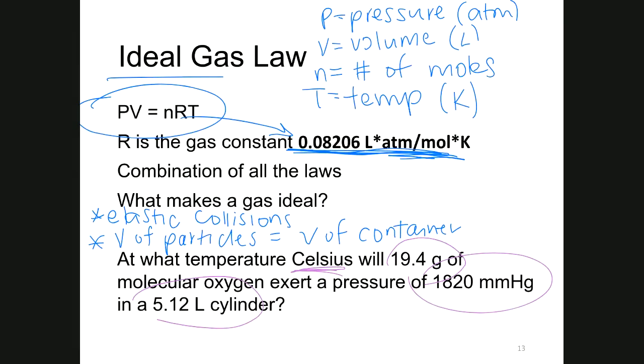So I'm going to go back to a whiteboard so that we can write this all down. So again, we're looking for temperature, that's our unknown, and we want it specifically in Celsius. We are told that we have 19.4 grams of oxygen. Remember, oxygen is diatomic. Most of the diatomic elements are gases, so you have to make sure that you're remembering that it's O2.